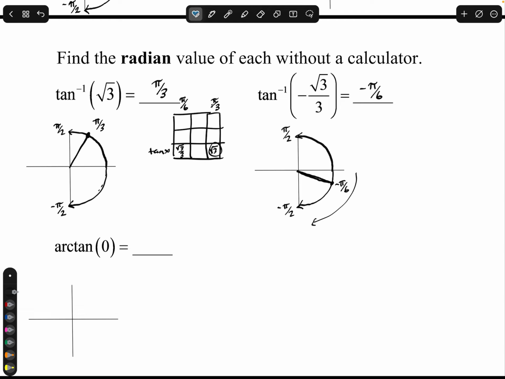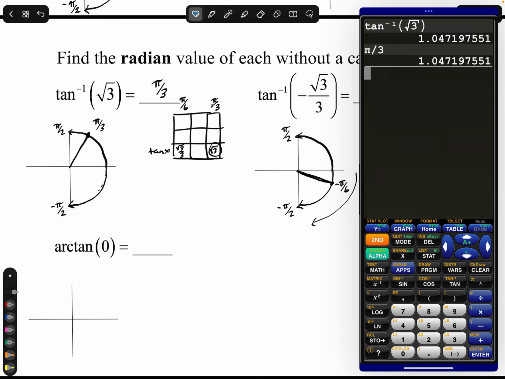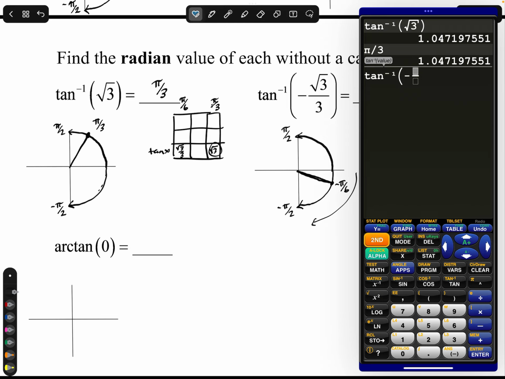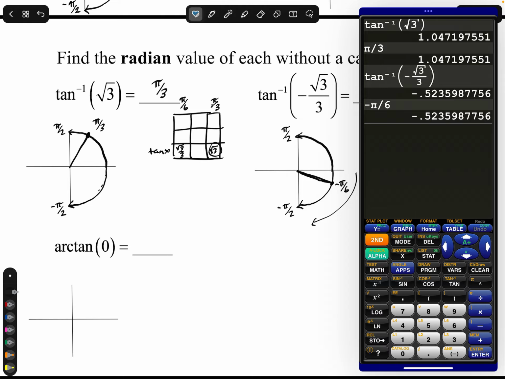Again, you want to check it. Do inverse tangent of negative square root of 3 over 3. We get negative 0.5235. Then let's take that and do negative pi over 6, and you see you get the same value. So that one we know is correct.